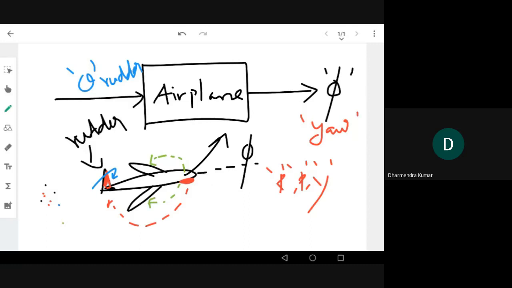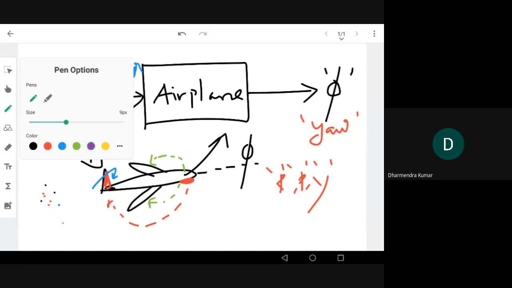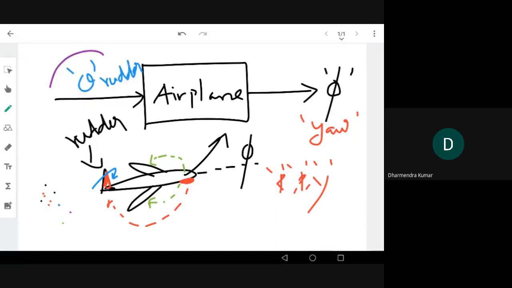Okay, so ultimately what we need to do is control the direction of the airplane. So how do we control the direction of the airplane? By changing the angle of the rudder. So who changes the angle of the rudder? The pilot changes the angle of the rudder. Now the question is, I want to make a control system which automatically changes the angle of the rudder, right? If it is going autonomous or closed loop mode, then comes the need of a control system.